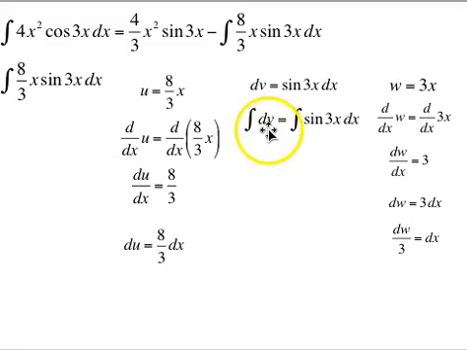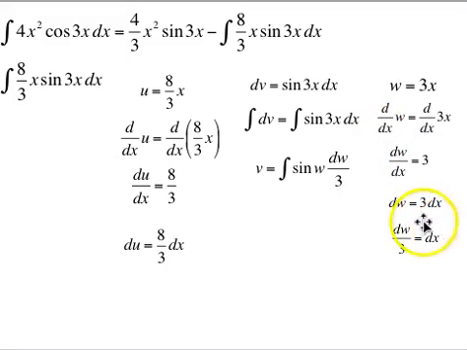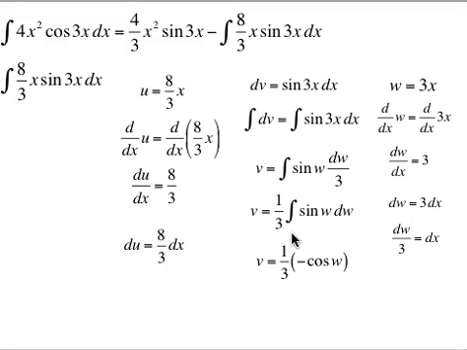So then the integral of dv is v. This will be the integral of sine w. Dx is dw divided by 3. Pulling the 1/3 out in front, we get v is 1/3 integral of sine w dw. Integral of sine w, that would be negative cos w. So we get v is 1/3 negative cos w. What is w? W is 3x. So v will be negative 1/3 cos 3x.